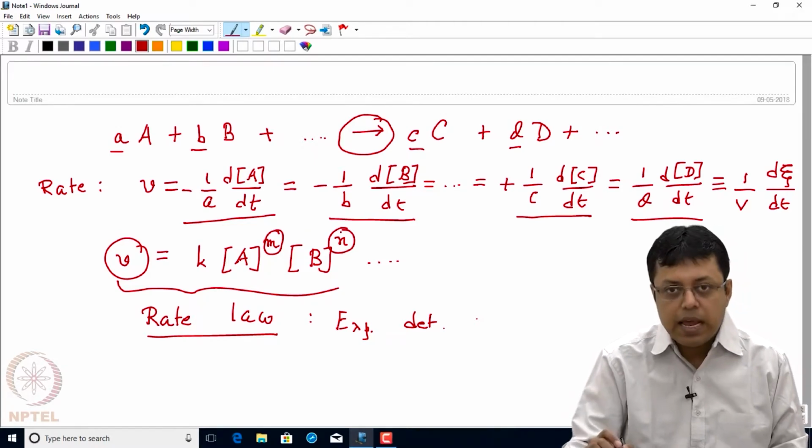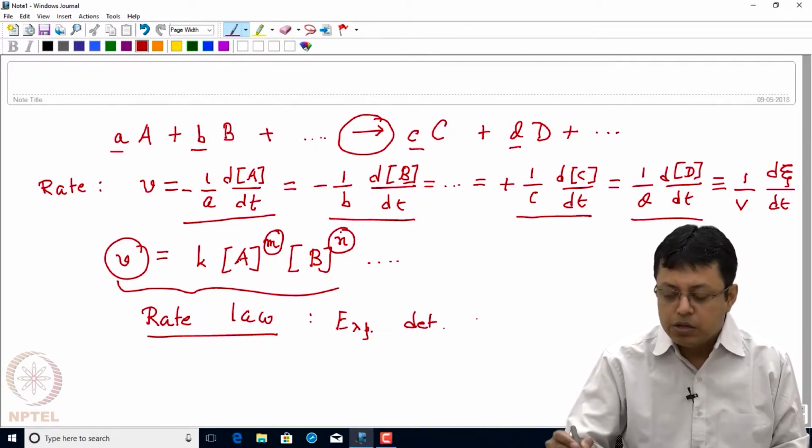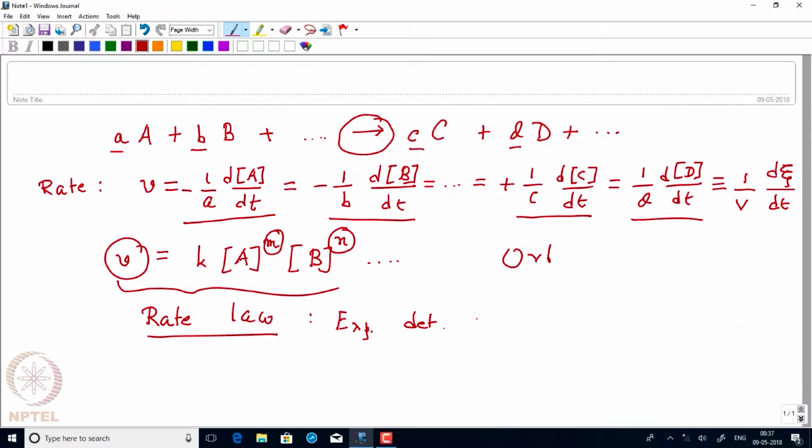So m and n are the orders with respect to A and B. The order of the reaction means the number to which the concentration is raised as a power. So for this reaction, the way I have written it, the order is mth order with respect to A, and nth order with respect to B.